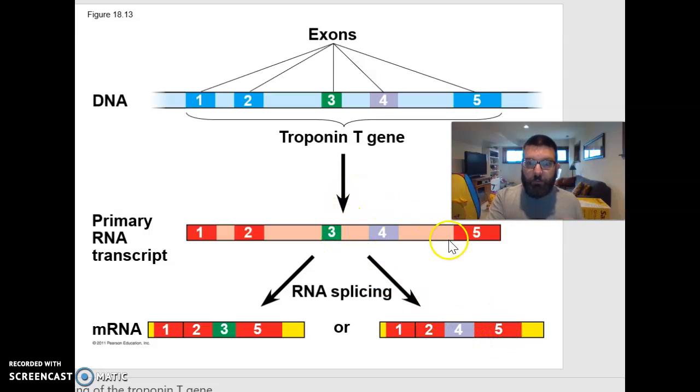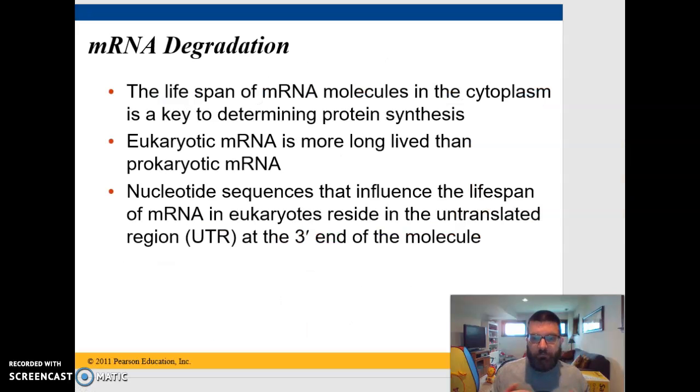Or maybe you make these cuts here and not that cut there, and you lose 4, right? So you end up with 1, 2, 3, 5. Either way, you've started with the same gene, and based on how you regulate the splicing of the RNA, you can get different final mRNA transcripts, which will lead to different amino acid sequences and therefore different proteins with different structures.